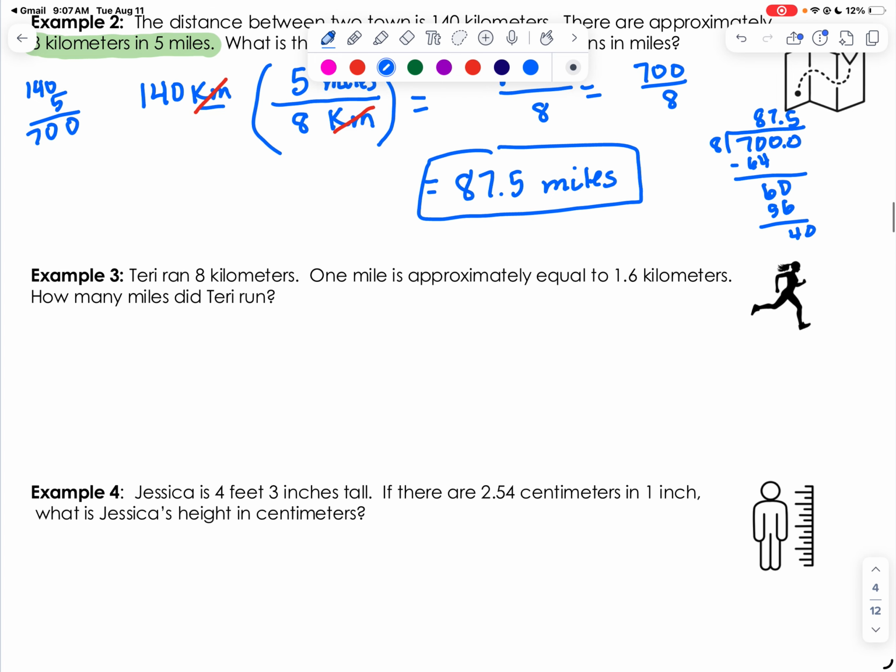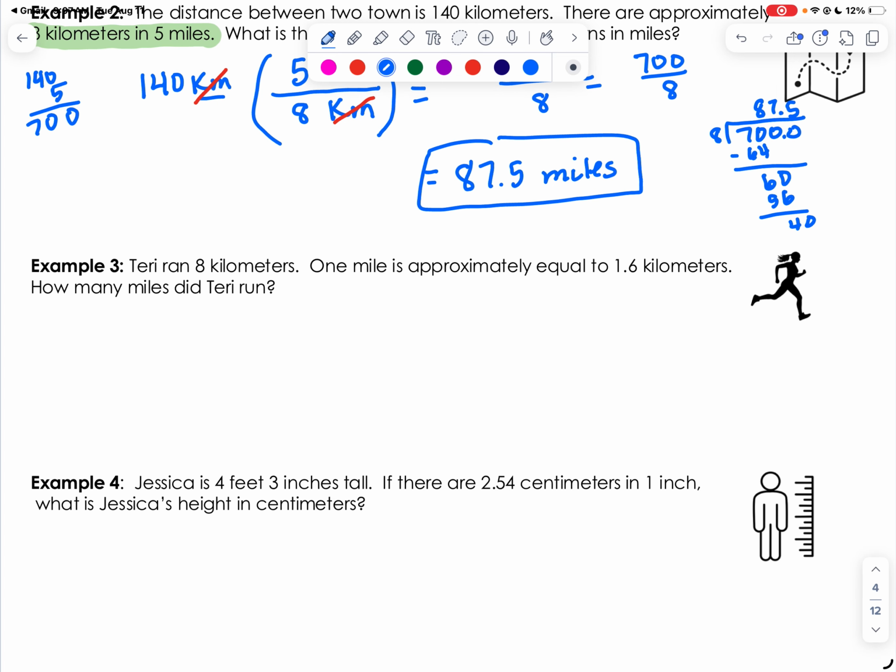All right, example 3. Terry ran 8 kilometers. 1 mile is approximately equal to 1.6 kilometers. How many miles did Terry run? So I'm going to highlight my unit rate here. 1 mile is equal to 1.6 kilometers. So I'm going to take what I was given, 8 kilometers, and multiply it by my unit rate. The kilometers should go on the bottom, and the 1 mile goes on the top.